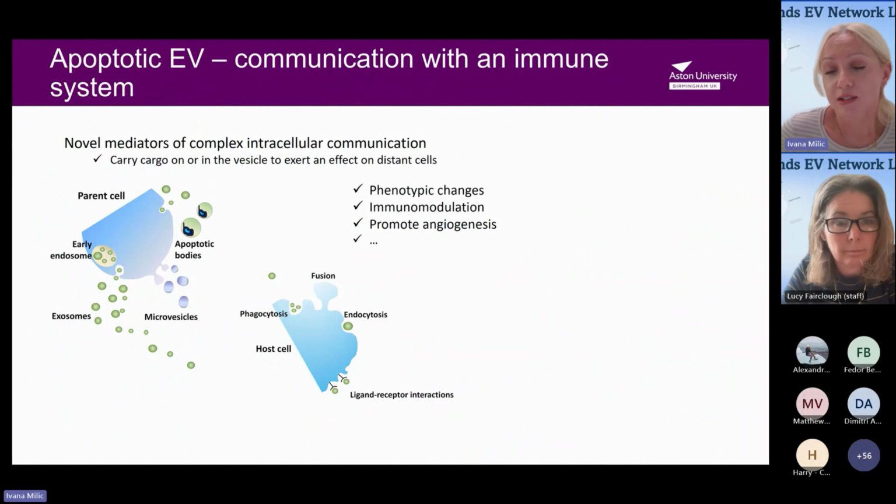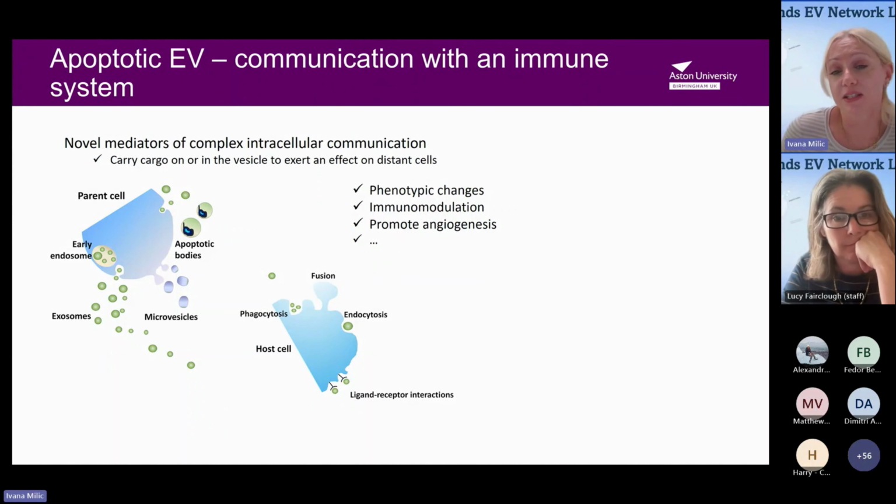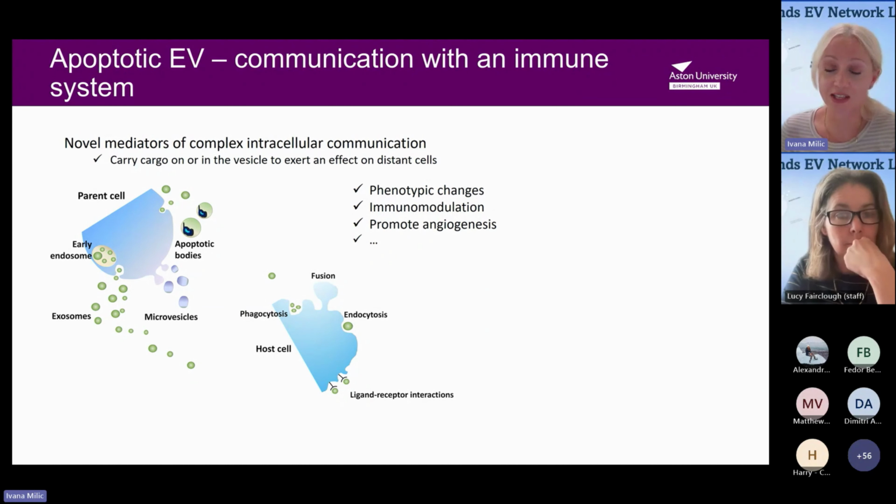So I would like again to note that there is a tremendous release of small EVs during the course of apoptosis, and there are a few groups around the world that are interested in apoptosis and apoptotic EVs from different perspectives. And you can see that a certain type of immune modulatory function can be assigned to these EVs. These EVs will interact with the host cells in exactly the same manner, more or less, as any other EV. So they can be taken up via phagocytosis, they can interact with the host cells by ligand receptor interactions and so on, and they will exert this function.